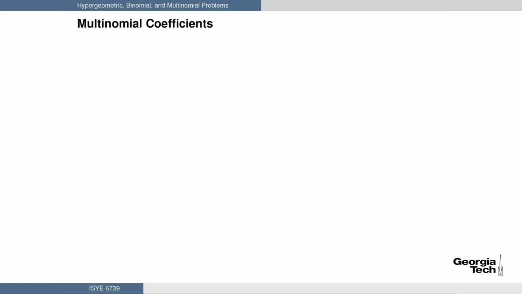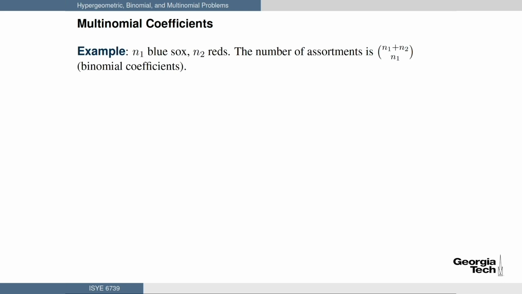The last thing I'll talk about in this lesson is what are known as multinomial coefficients. For example, suppose we have n1 blue socks and n2 red socks. Then the number of assortments is n1 plus n2, the total number of socks, choose n1. Or I could have said choose n2. It would have been the same answer. And these are just the plain old binomial coefficients that we know and love. This is not something that we haven't already seen. The only thing that's a little different here is that I've got more subscripts on the notation, but I've done that on purpose. You'll see why in a second.